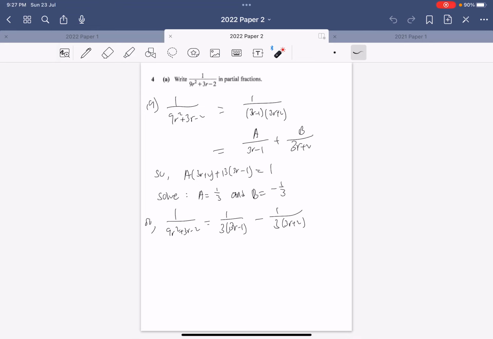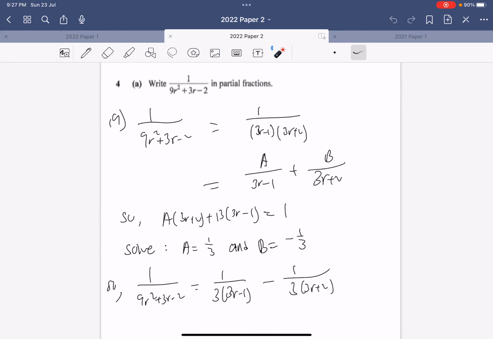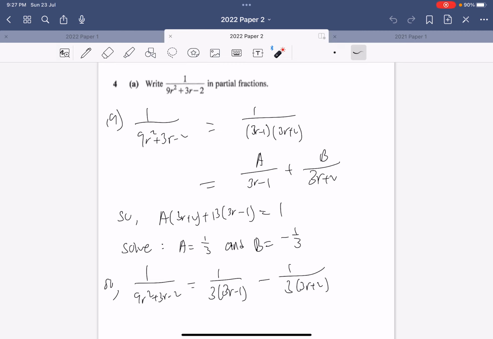Hi, in this video, I'll be continuing doing the paper 2 for 2022 H2 Mathematics. So, for question 4, we are supposed to write this function in partial fractions. And so to do so, we need to recognize this is a quadratic below, so we'll see whether we can factorize it, and we can.